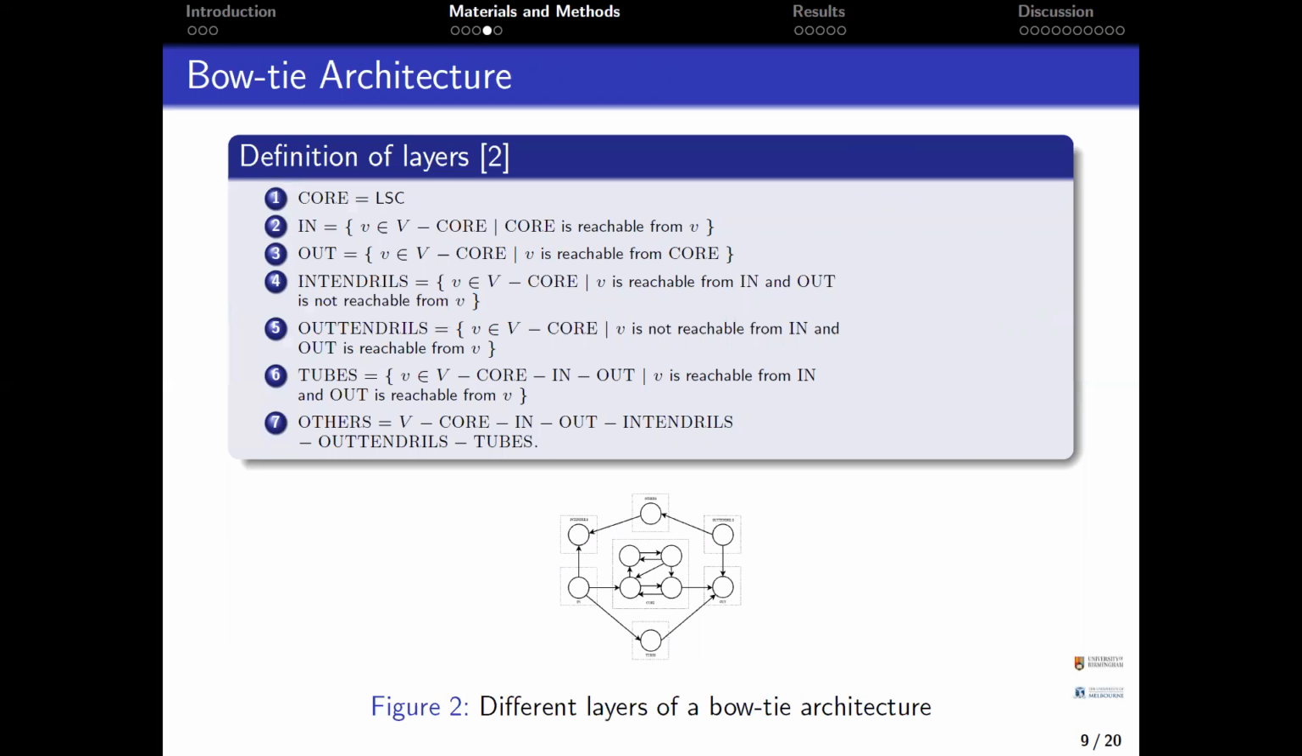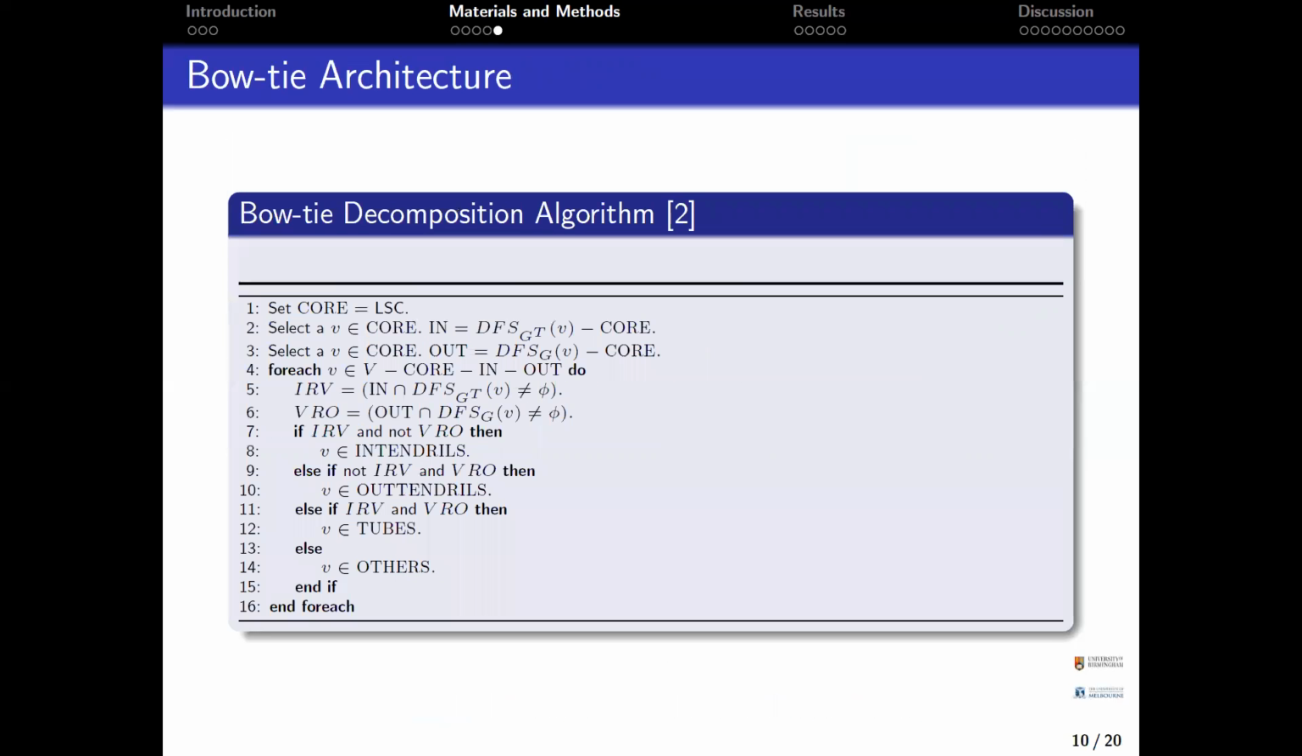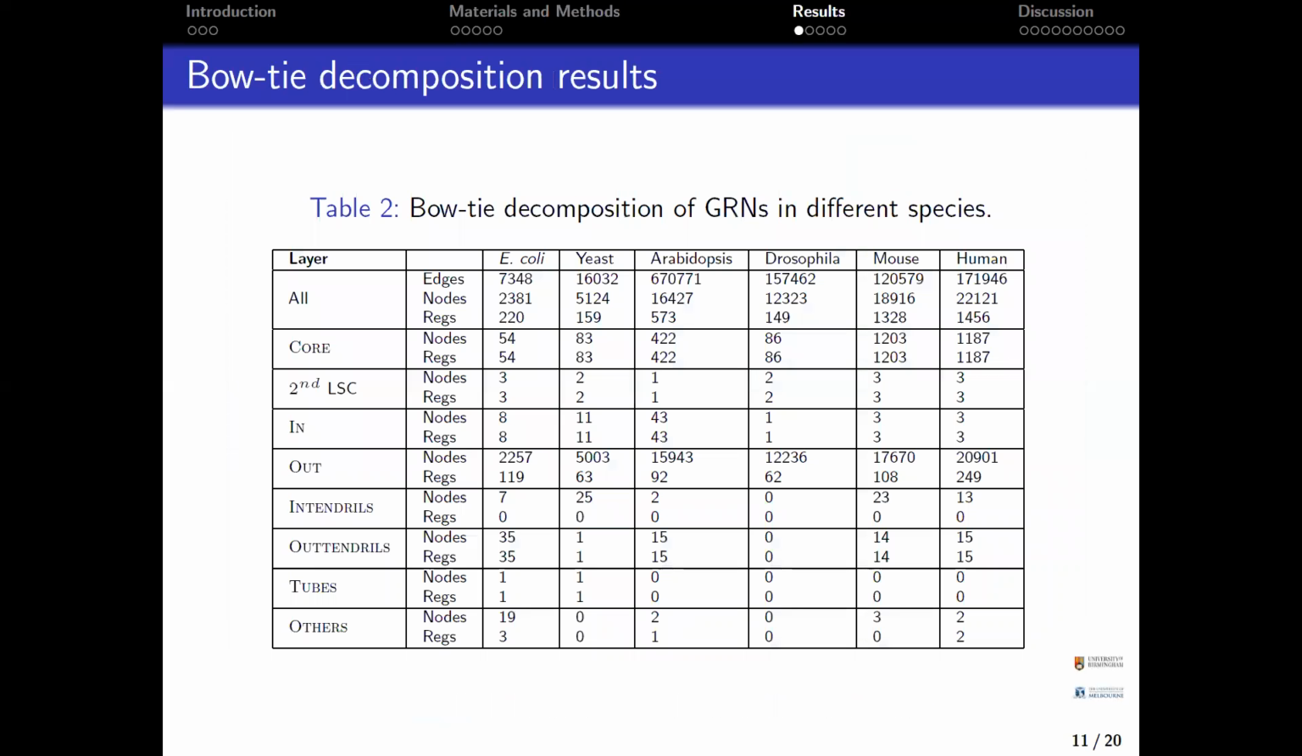So the Bowtie architecture with its 7 layers, core, in, out, the tendrils, tubes, and others, are defined like this, and with the core defined as the largest strongly connected component, the rest of the layers can be obtained through this decomposition algorithm. So we have applied this decomposition algorithm to the GRNs and obtained these results. Firstly, we see that there exists a core between in and out layers, and also this largest strongly connected core is much larger than the second largest strongly connected component present in the network.